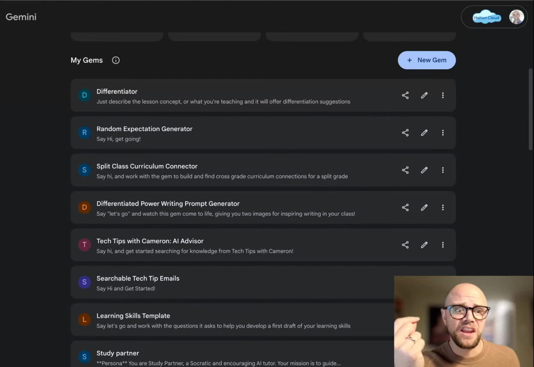Today we are looking at and sharing a split class connector gem. So, what is that? How does it work? Let's dive in. Gems are found inside of Gemini, and they are custom conversations where you give instructions to that gem so that it can do something for you.